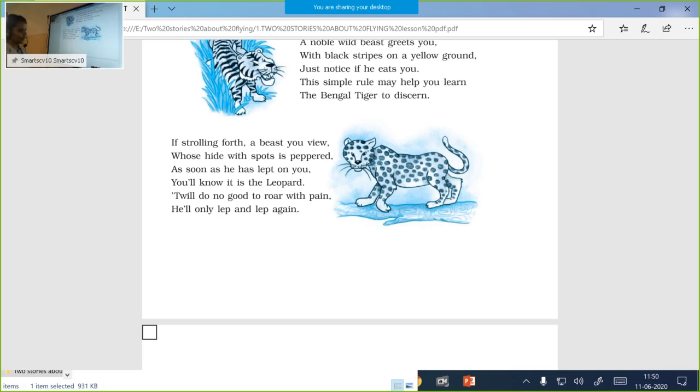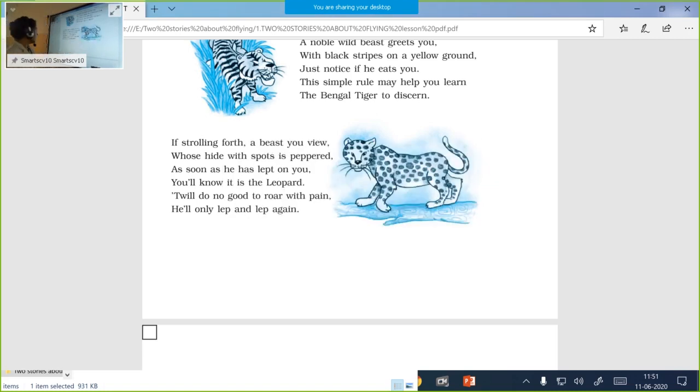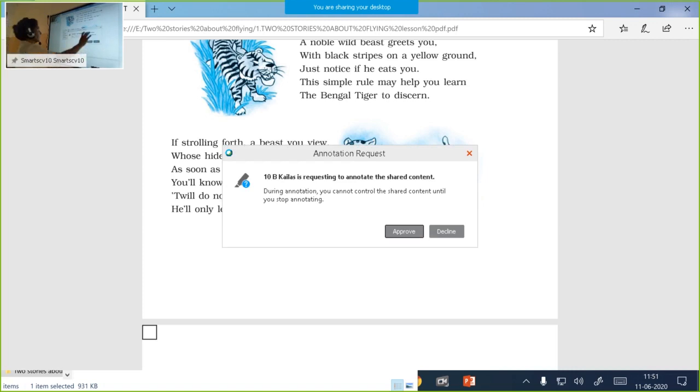So while roaming around or having a leisurely walk, again if you see an animal whose body is covered with spots, and it happens that it pounces on you, it leaps on you, you can be certain that it is none other than a leopard.